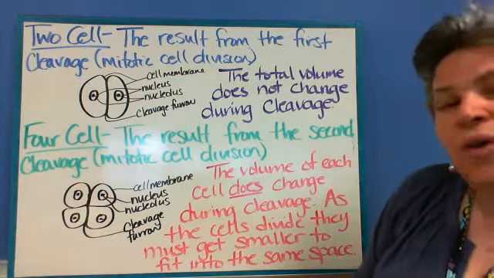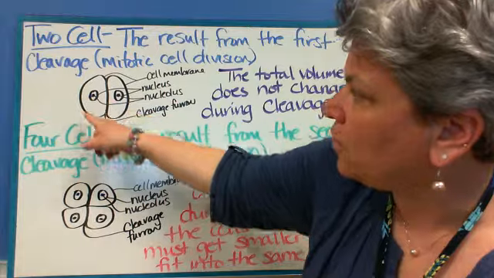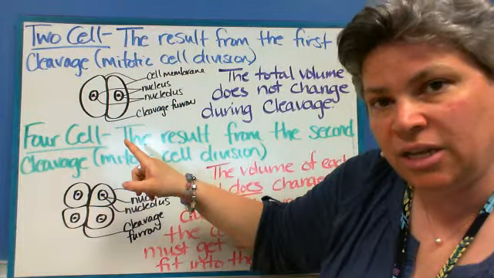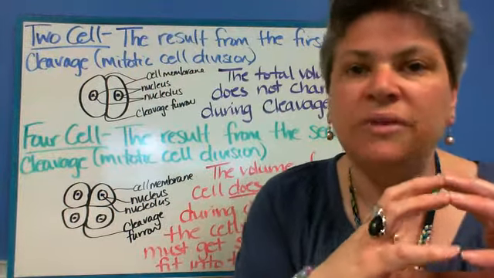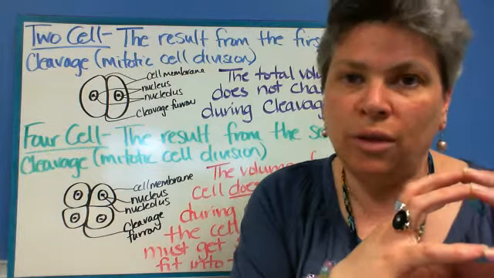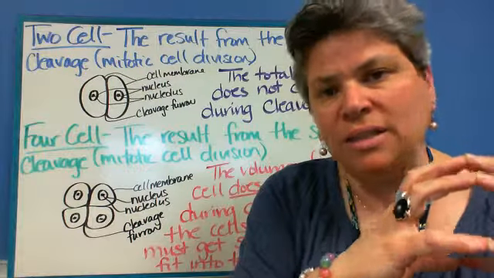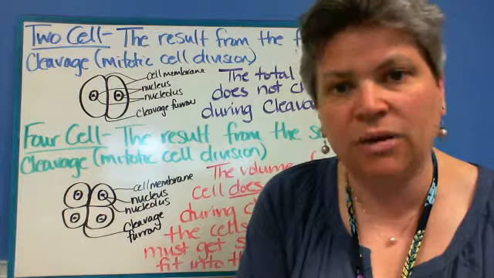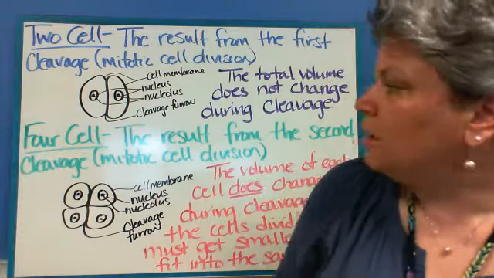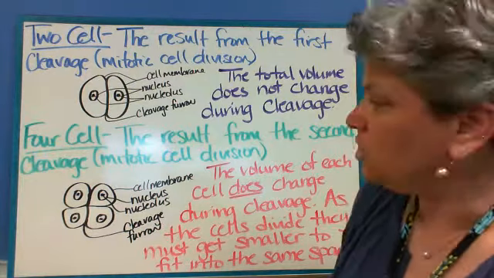The total volume of this cell is not changing. Remember, cleavage is division without growth. So the total volume of that cell is not changing. It's not getting any bigger, it's not getting any smaller. That takes us to the four-cell stage.